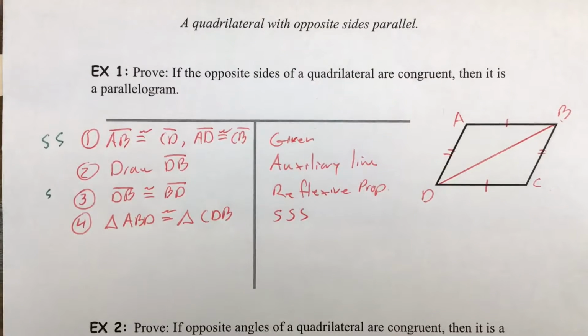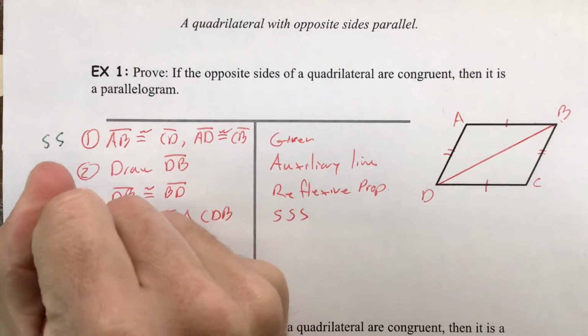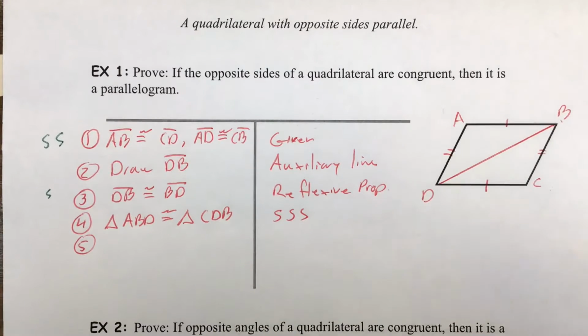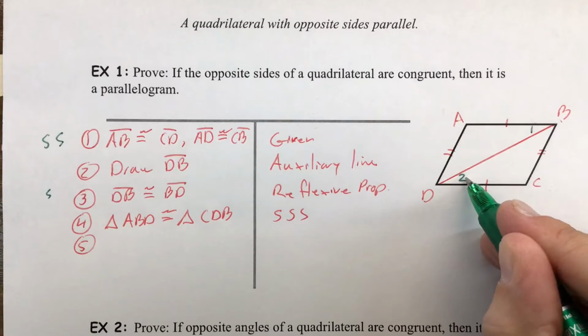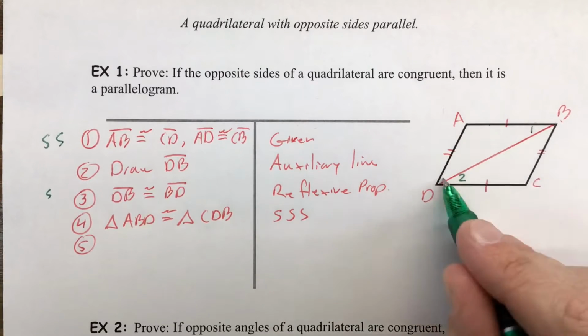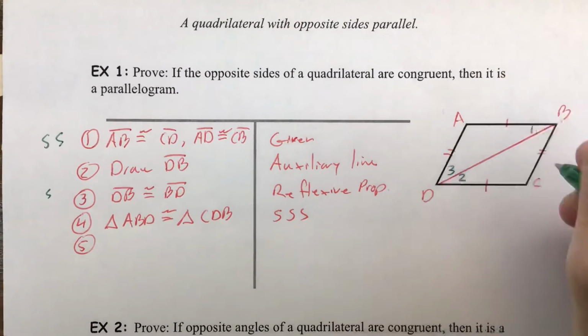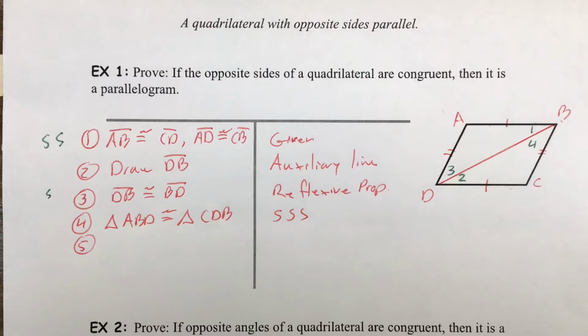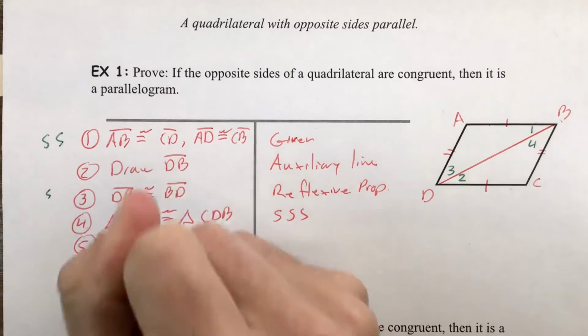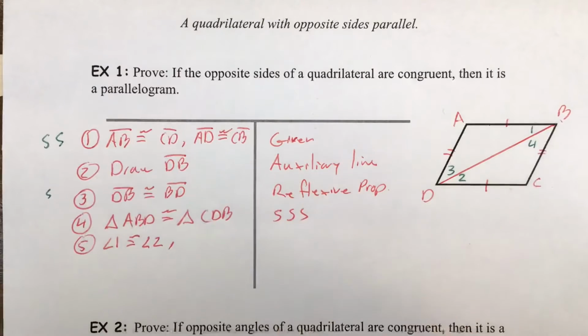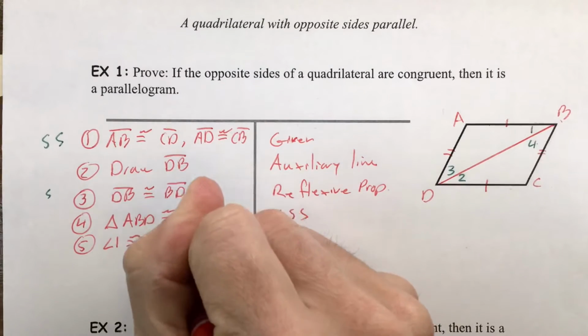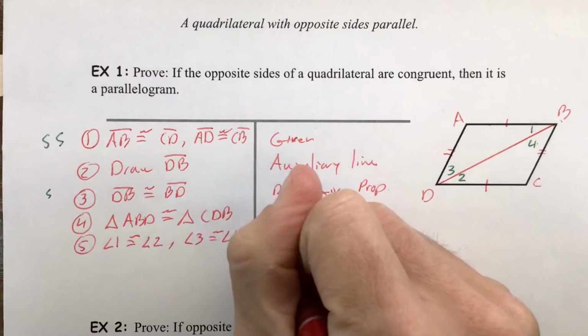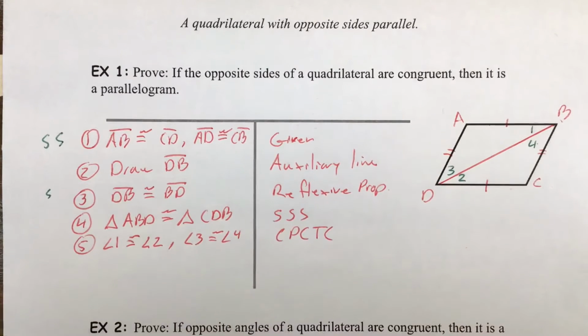And that would be side, side, side. So corresponding parts are going to be congruent. In particular, angles 1 and 2 are going to be congruent. They sit between the single mark and the reflexive side. And 3 and 4 will also be congruent. Those sit between the double mark and the reflexive side. So angle 1 is congruent to angle 2, 3 and 4, and that is CPCTC.